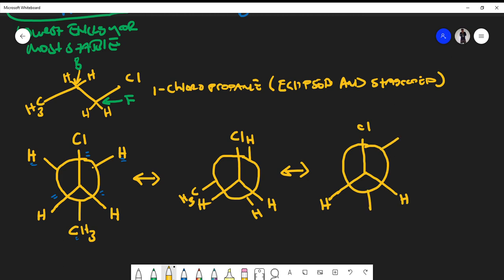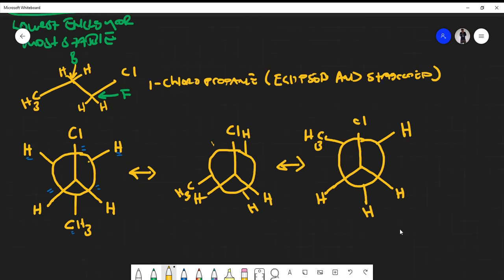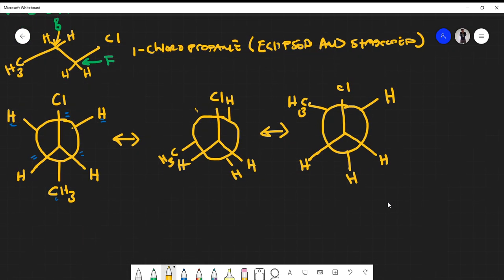Now I'm looking at another staggered version. So 60 degrees downward, my CH3 is just going to move to about this position. So there goes my CH3, and my hydrogens are going to move 60 degrees apart as well. So here is the second staggered version of the molecule.